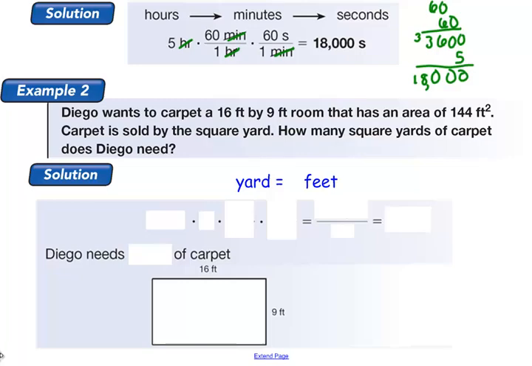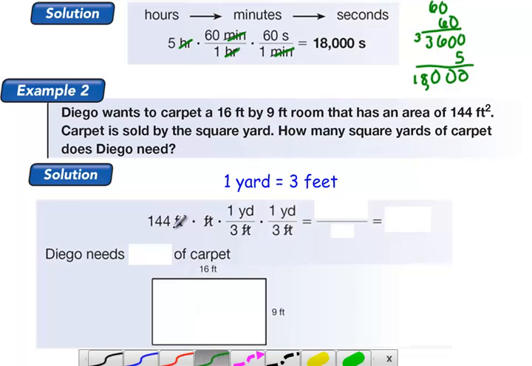Example 2. Diego wants to carpet a 16-foot by 9-foot room that has an area of 144 feet squared. Carpet is sold by the square yard. How many square yards of carpet does Diego need? We know that 1 yard is equal to 3 feet. We know that we have 144 feet squared, so we have 2 of those. We are going to have feet on the bottom, yards on the top, so we have 1 yard equals 3 feet. We have 2 of those, so we must do it twice.